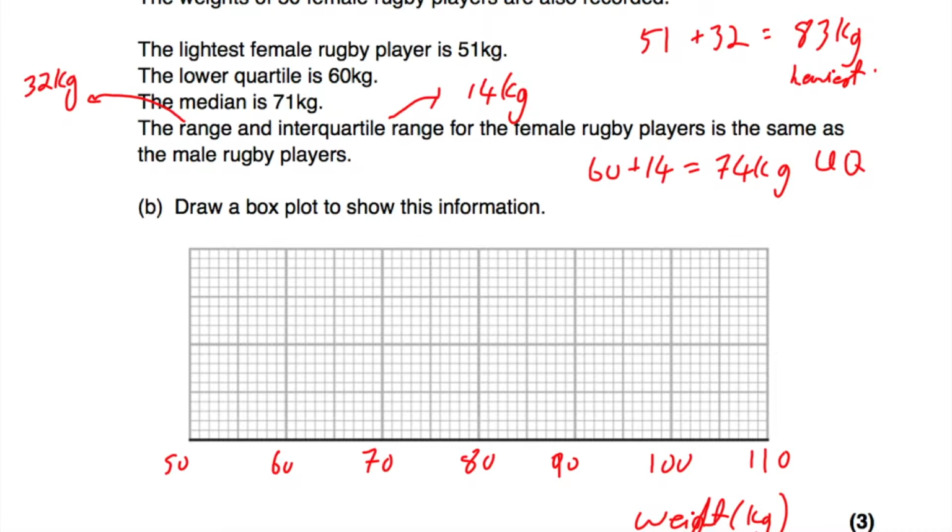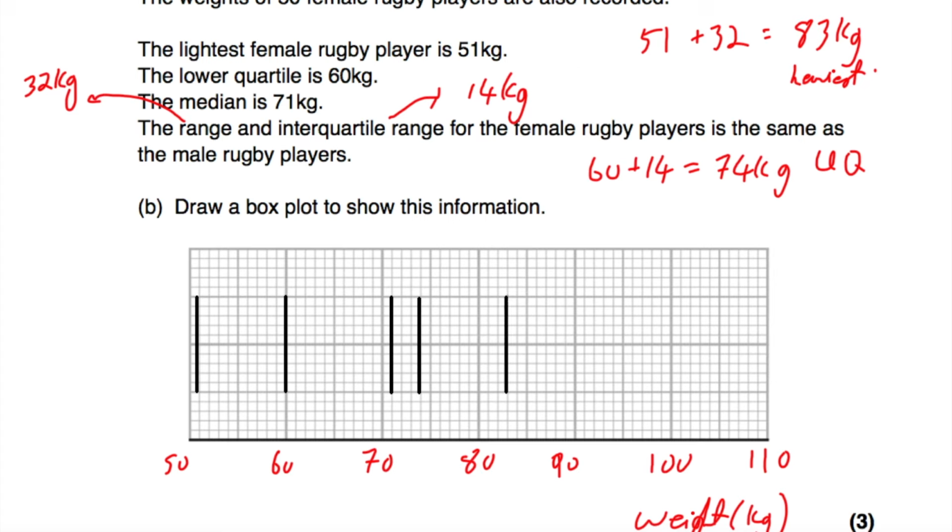So we've got a line for 51. Let's just get a ruler and pencil. 51 kilograms. Well, the scale is one little box is 1 kilogram, so 51 kilograms would be there. And then 60 kilograms for the lower quartile would be there. The median is 71 kilograms, which is there. The upper quartile is 74 kilograms, which is here. And then the heaviest one is 83 kilograms, and 83 kilograms is there.